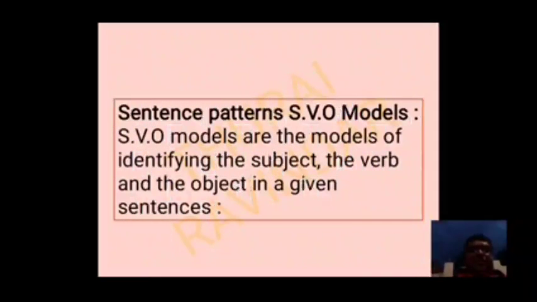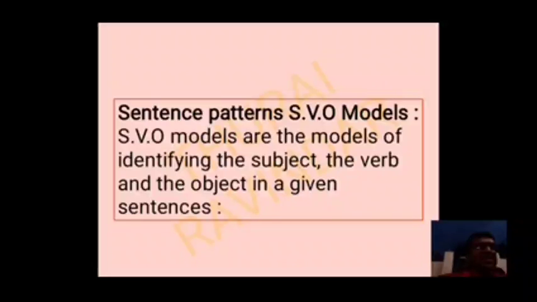So my dear students, welcome to English class. Today we are discussing sentence patterns. What is that? Subject, verb and object models. Subject, verb, object models are the models of identifying the subject, the verb and the object in a given sentence. So now we have discussed two things. Subject, verb plus object: I eat a mango. She drinks coffee. He plays chess, like that.